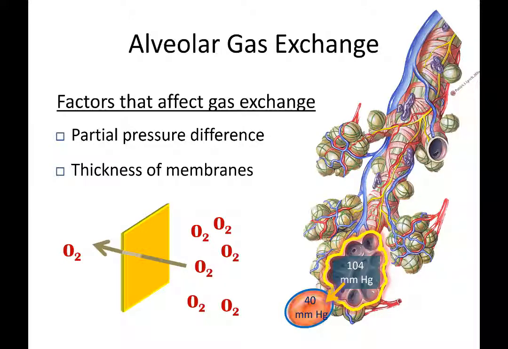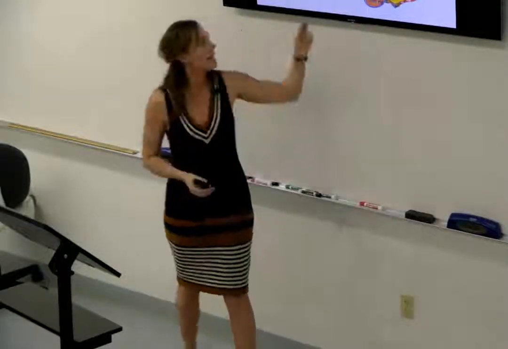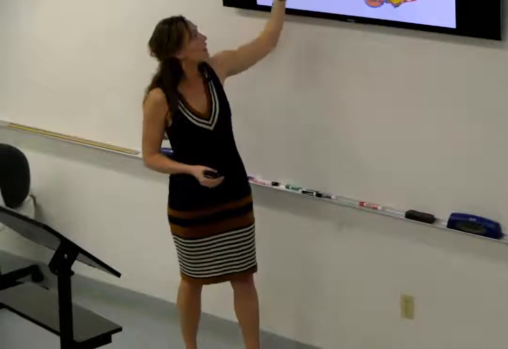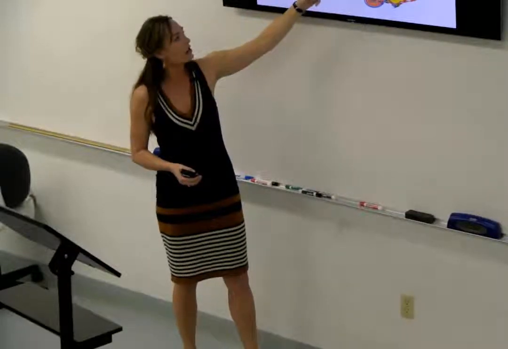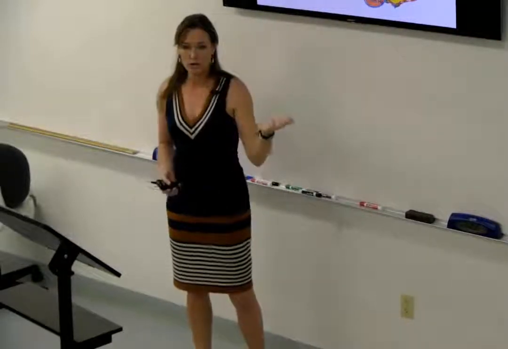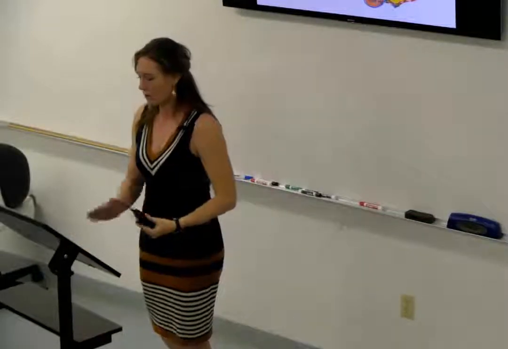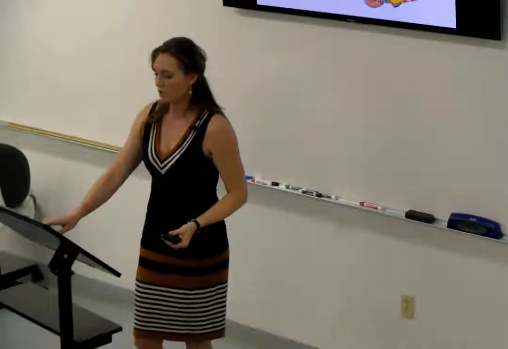So if we have a normal partial pressure gradient, this is the direction it's going to go, and here's our membrane. But what if we have a thickened membrane? Reasons for a thickened membrane could be pulmonary edema, pneumonia, any of these things that cause inflammation or increased fluid within the lungs. That is now going to make it more difficult, and a longer distance, for the oxygen to go from high concentration to low. So we still have our partial pressure difference, we're just now impeding it by the thickness of the membrane. So that's another factor of lungs that's going to affect gas exchange.